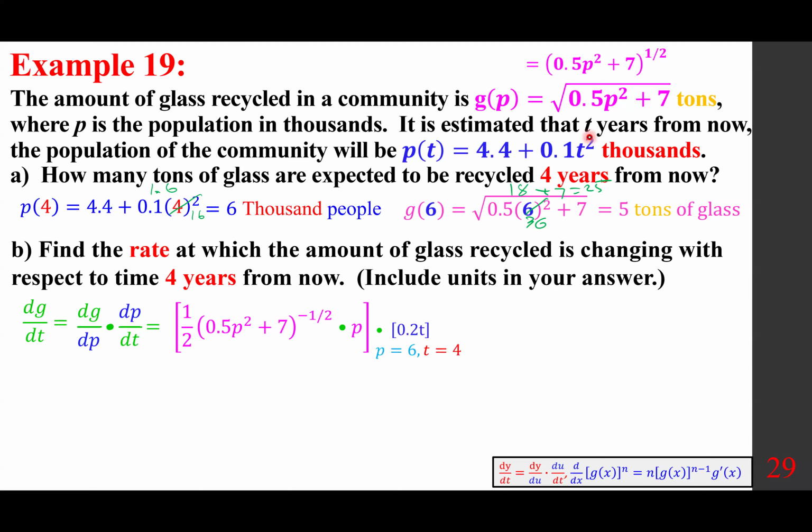Now, we have two choices. We can change the p to this function and then use t equals 4, or because at t equals 4, previously we learned p is 6, we are going to use p equals 6, t equals 4. To do so, first let's simplify. So how do we simplify this? And again, remember, this is dg/dp, this part, okay? And this is dp/dt.